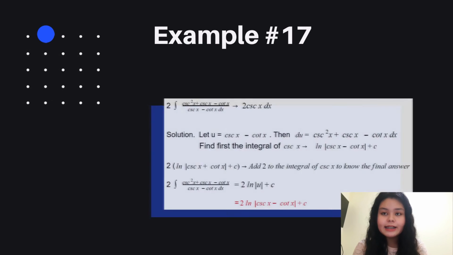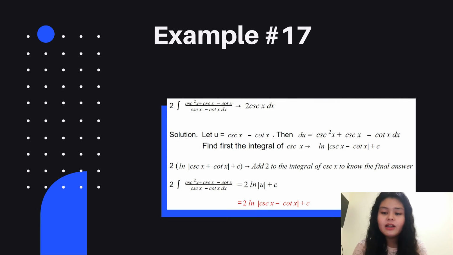Number 17. Find the definite integral of 2 cosecant x dx. And as you can see, we have here the expanded version of 2 cosecant x dx. And maybe you're wondering, why is 2 outside of the integral? Well, since 2 is constant with respect to x, we need to move it out of the integral. So, the first thing we need to do here is we need to find the integral of cosecant x for us to be able to find the integral of 2 cosecant x dx.